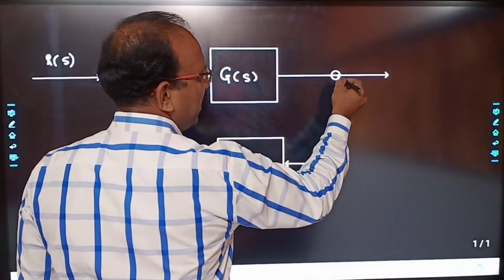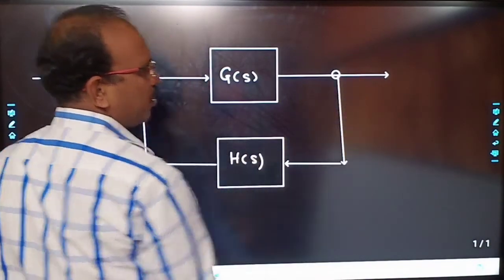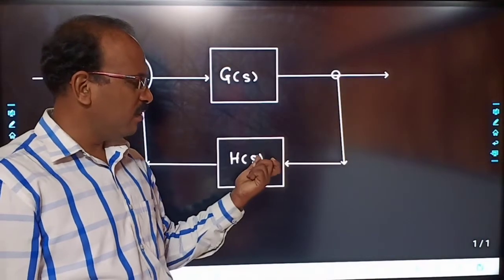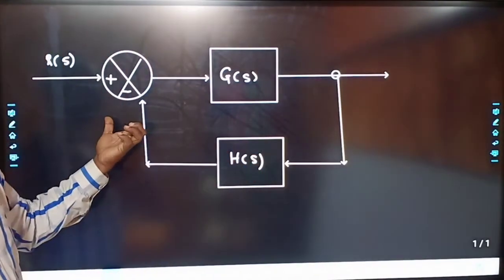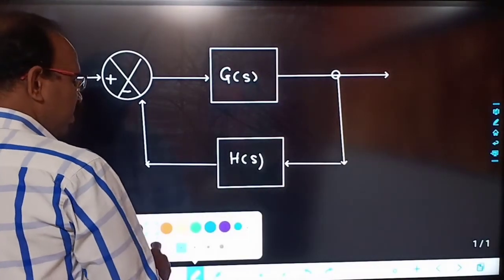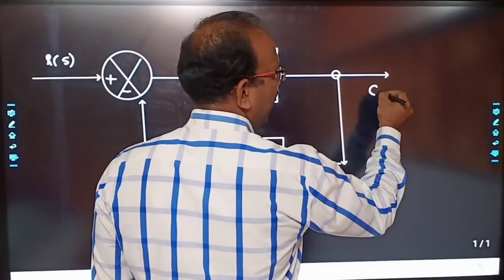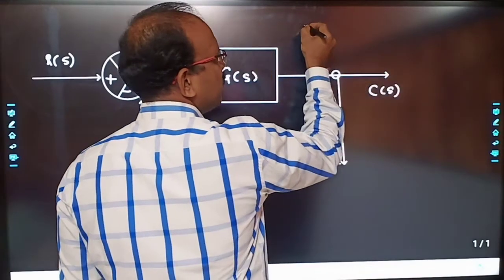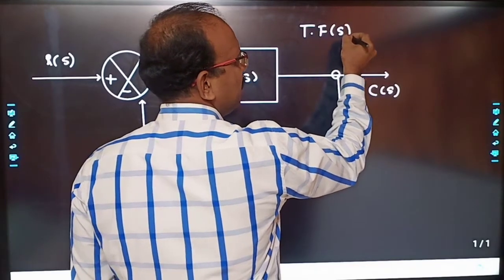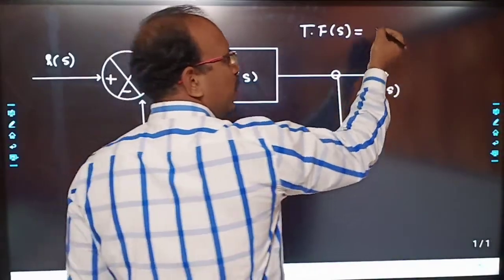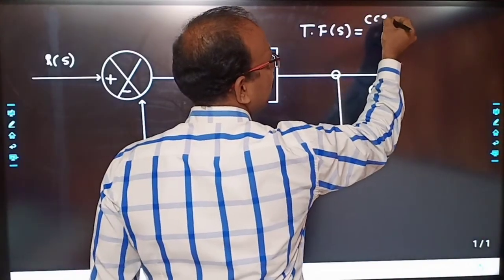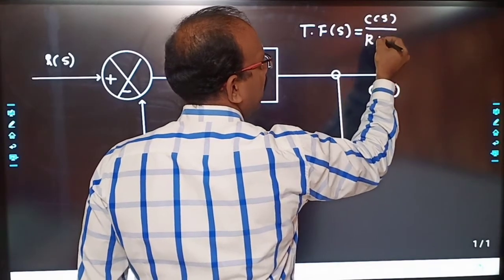So there are 4 parameters we must know. This is the summing point. This is the takeoff point, where we are taking the signal. This is the back signal. And this is the control signal, presented as C(s). Then what is the transfer function? It is always in Laplace, output upon input, that is C(s) upon the input R(s).